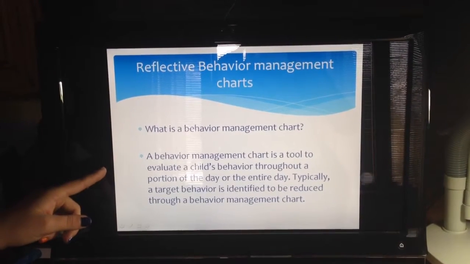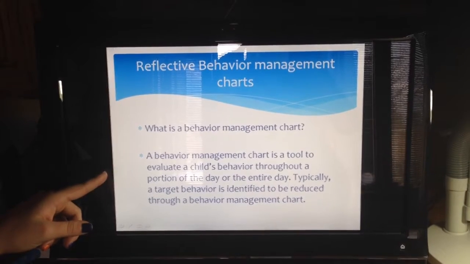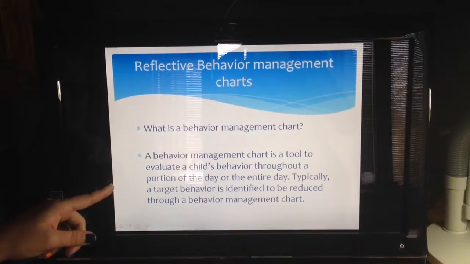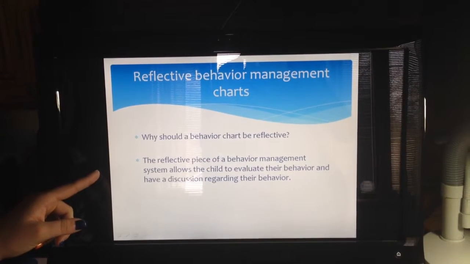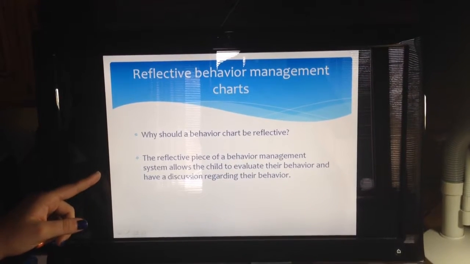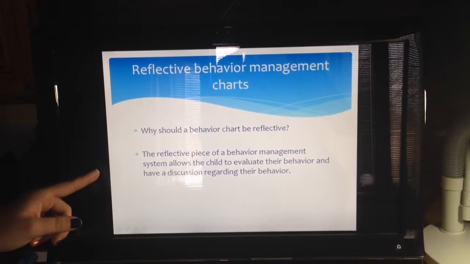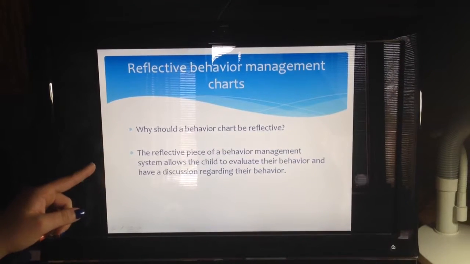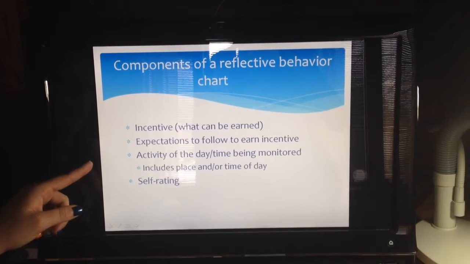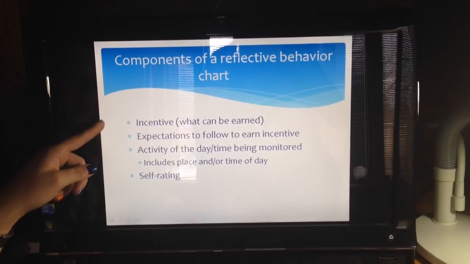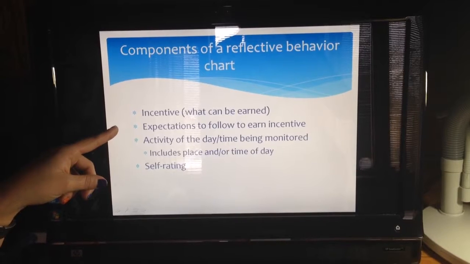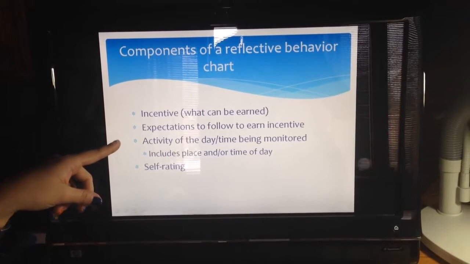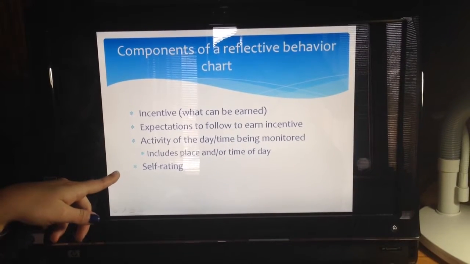A behavior management chart is a tool that's used to evaluate behavior throughout the day or sometimes through just a portion of the day. This can be reflective as to allow the child to evaluate their own behavior and have a discussion with the child regarding their behavior. So some components of the chart include the incentive, expectations to follow, activities listed in the chart, and the self-rating portion.